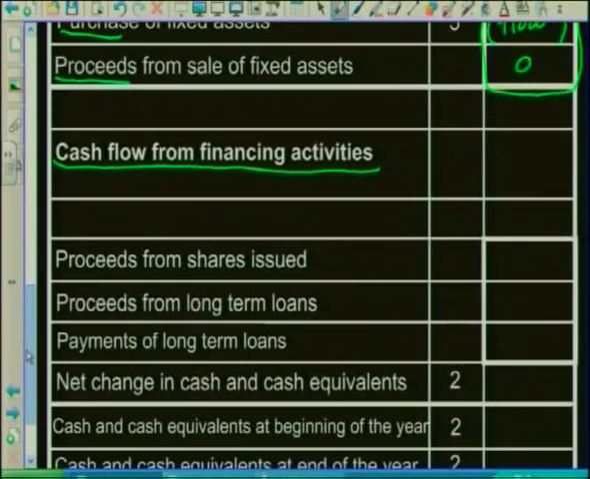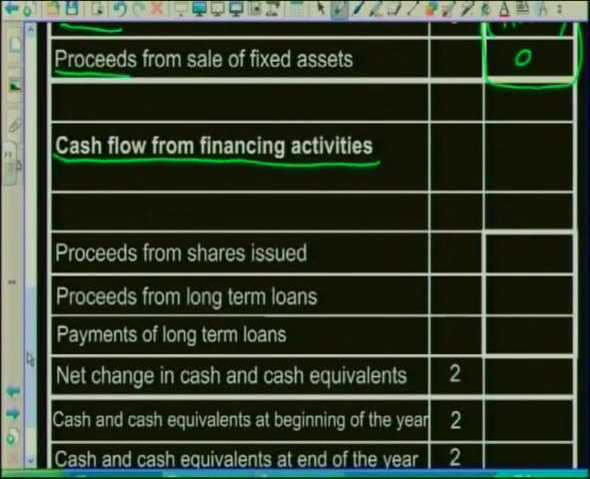We're now moving towards the third main section in our cash flow statement, cash flow from financing activities. Now remember, guys, when I explained earlier on financing activities, here we're looking at, has the business issued more shares? If the answer is yes, it means that money is going to come into the business's bank account. It's going to be an inflow of cash.